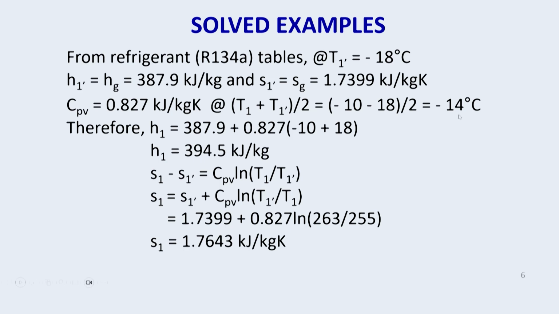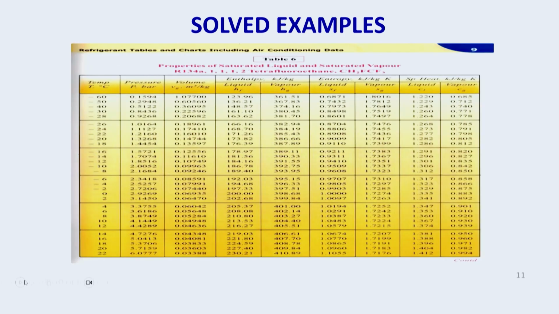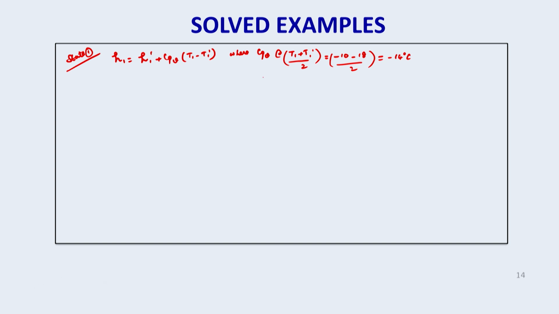Cp of vapor has to be evaluated at minus 14. So let us go to the table. Minus 14 is here. Cp of vapor is in the last column, 0.827. So Cp of vapor is equal to 0.827 kilojoule per kg Kelvin from the R134A table at a temperature of minus 14.